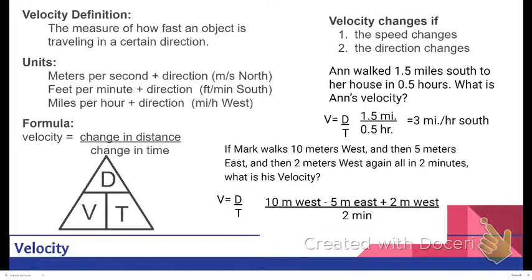And how you solve this is you can say 10 meters west minus 5 meters east plus 2 meters west, all over 2 minutes. And so here I subtracted these because they're going in opposite directions. It's actually okay if you were to add those as well. Just in this example problem, I subtracted them because they're going in opposite directions. So when we solve for that, we would get 7 divided by 2, which ends up being 3.5 meters per minute. And because my overall direction ended up being to the west, I added that in as my direction there.